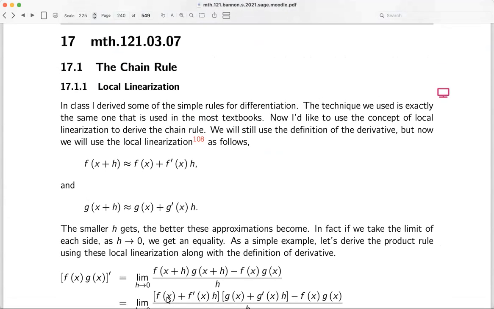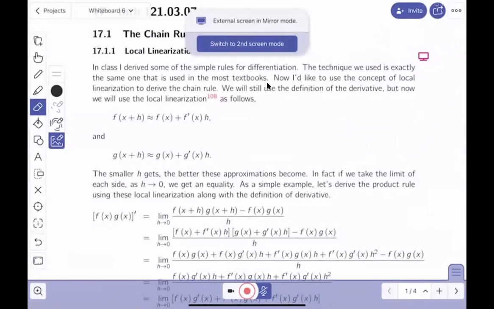Give me a second to share the whiteboard with you, though. All right, we're looking at the notes on the whiteboard now.